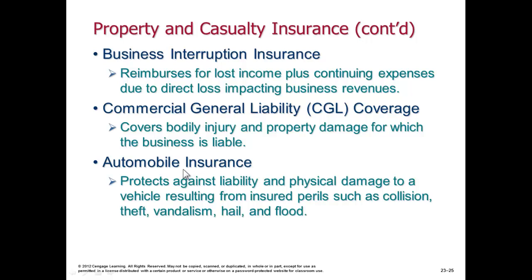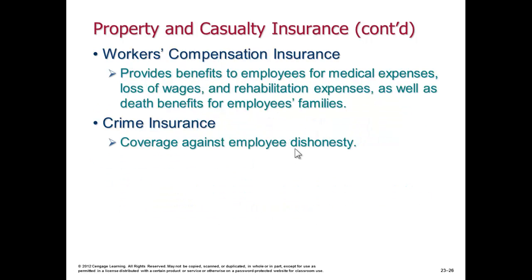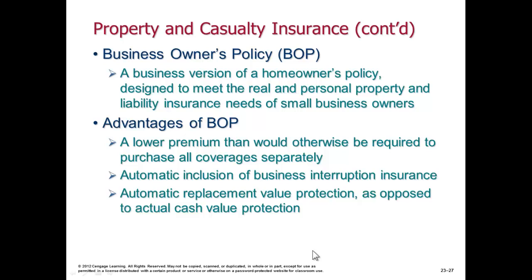And then automobile insurance, you're pretty familiar with that, protects against liability and physical damage to a vehicle resulting from insured perils such as collision, theft, vandalism, hail, and flood. Workers' comp insurance provides benefits to employees for medical expenses, loss of wages, and rehab expenses, as well as death benefits for employees' families. Crime insurance is coverage against employee dishonesty. So those are some definitions I think that you probably understand pretty well.